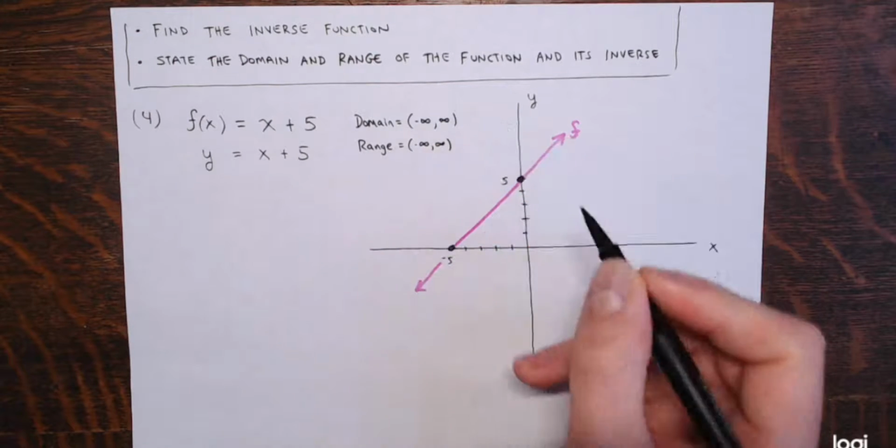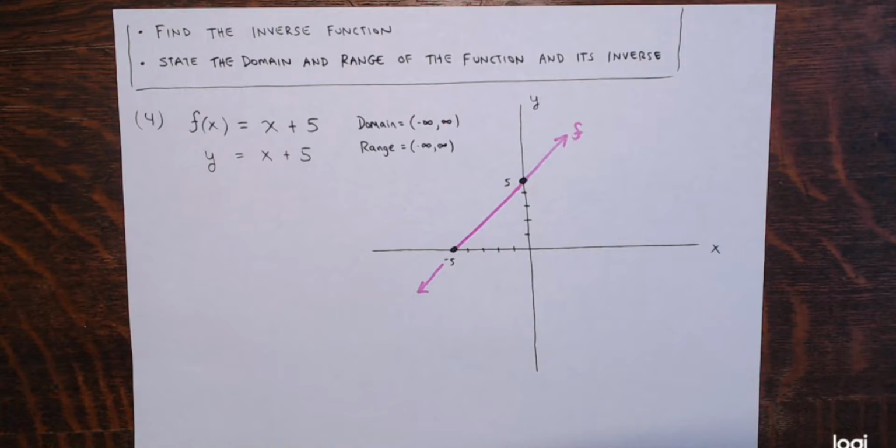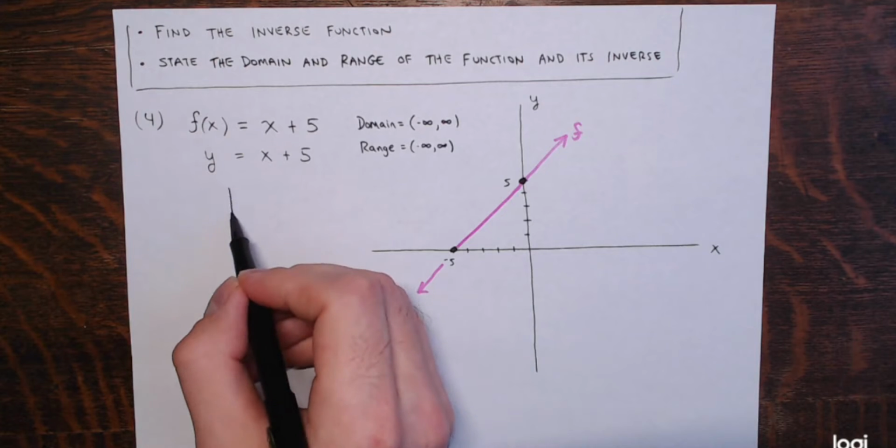It's also a one-to-one function, right? It passes the horizontal line test. So that means the inverse will also be a function, which is great. So now let's actually invert.